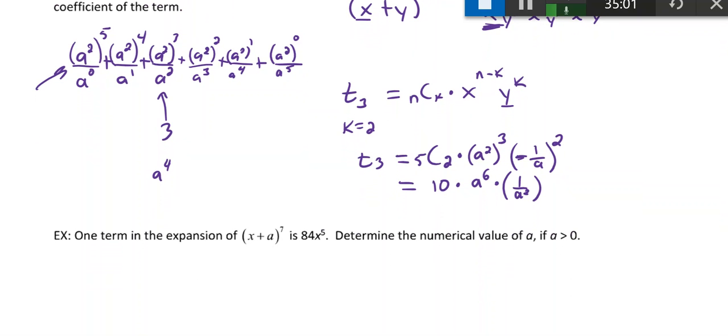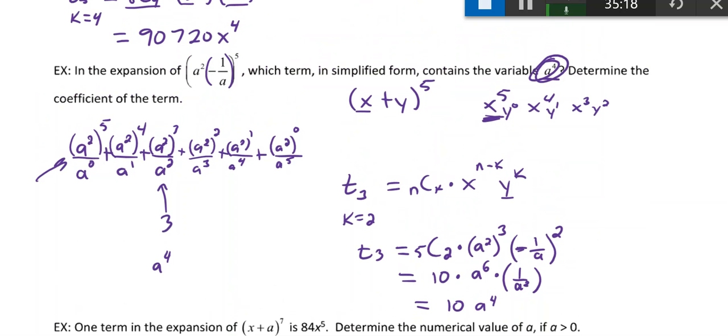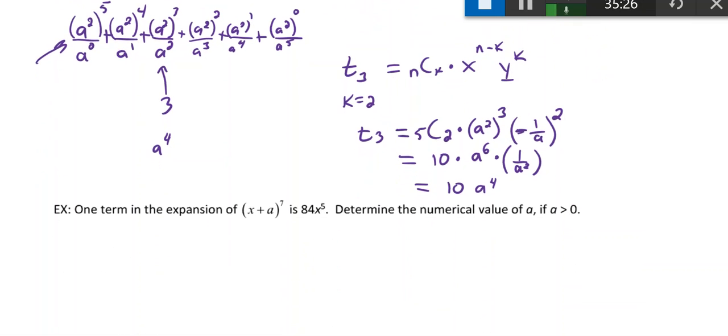So this can just become times 1 over a squared. So then this makes sense, right? We were actually expecting this. In the end, this was 10 times a to the power of 6 over a to the power of 2. This is a to the power of 4, or 10a to the 4. And that's good, because that's what they were asking us: determine the coefficient on this term. So we found it, right? We know we did because we got a to the power of 4. So the coefficient is 10.